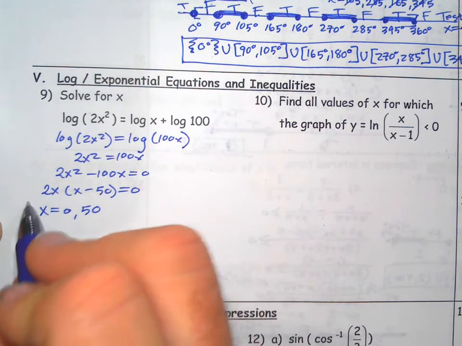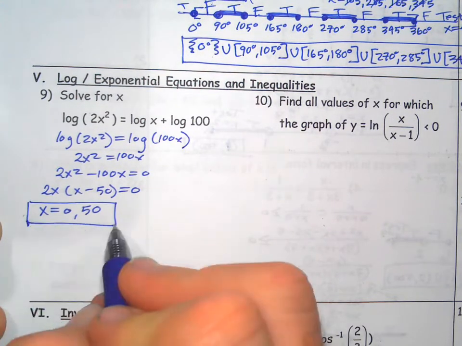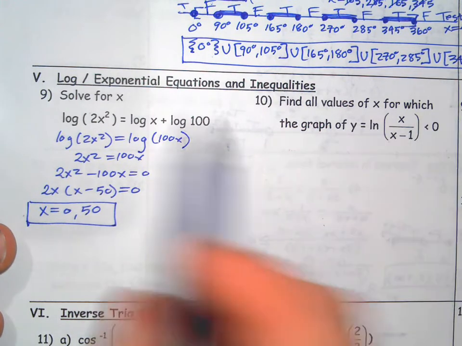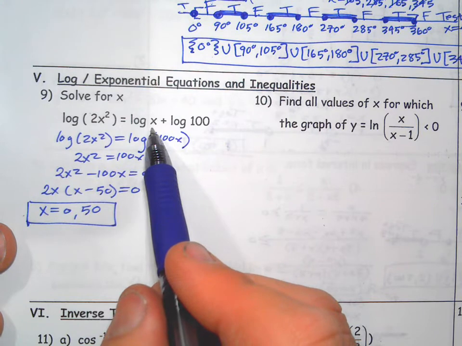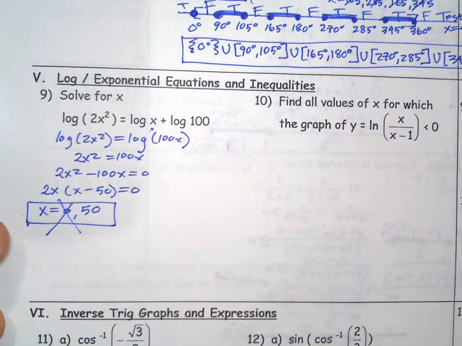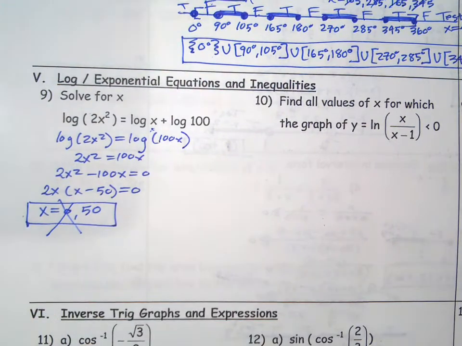Now, the thing you got to watch out for on logs is you might get answers that are outside their domain. Like you can't take logs of negatives, so x can never be negative. You can't take logs of 0, so x cannot be 0. So it's just going to be 50. But I want to see in your work, and that you decide not to use it.